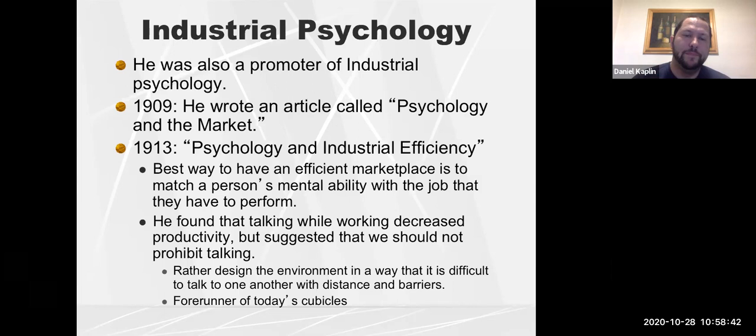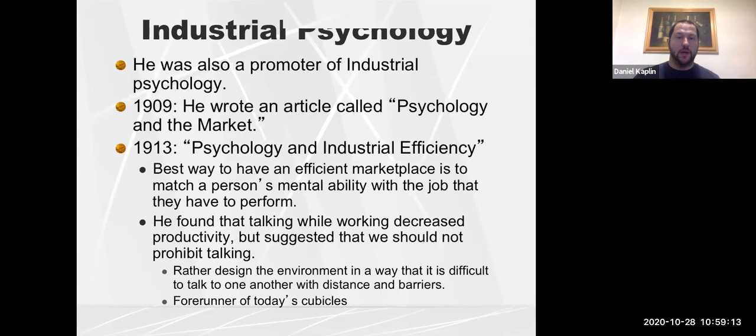And he also thought that having people talk together was a bad thing. And it actually reduced productivity, but you shouldn't actively say, no, don't do it, because it's psychologically harmful. But one major application of this is the cubicle model. Putting people in cubicles makes it harder for people to chit-chat and talk to one another.